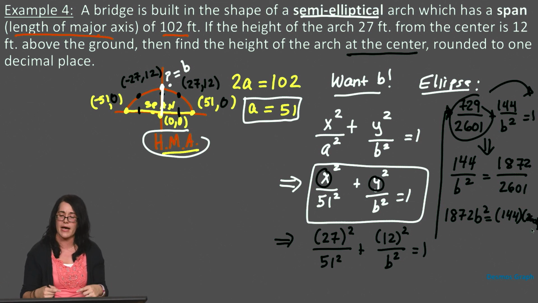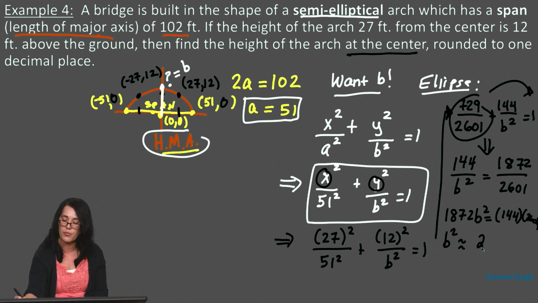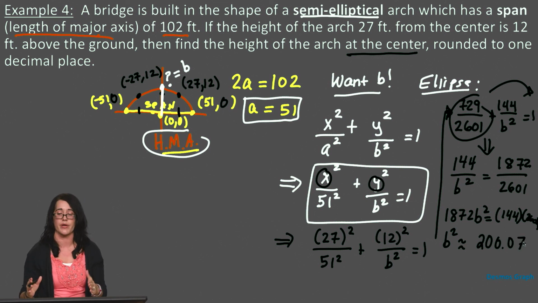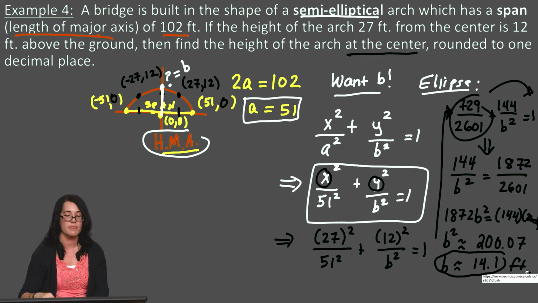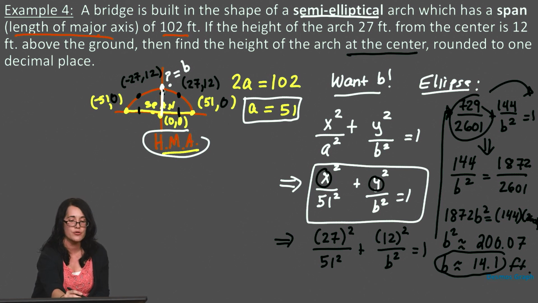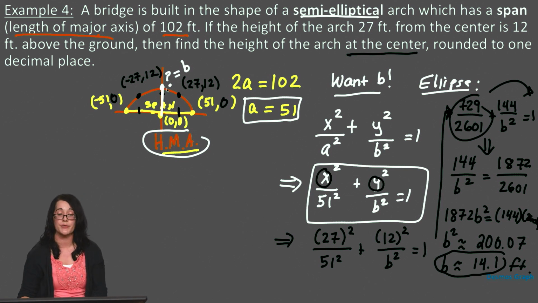When you multiply that out, you would then divide that answer by 1872, and your b squared should be something like 200.07, something thereabouts. I've rounded it at that point. To find b, you can take the square root, and I rounded there as well to 1 decimal as I was asked to, and I got 14.1, roughly. Let's see if that makes sense, and this was in feet. Where is b? B is the distance from the center to the top of my semi-elliptical arch. So does 14.1 make sense?